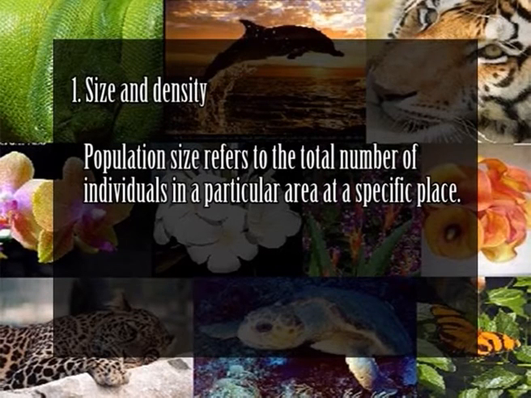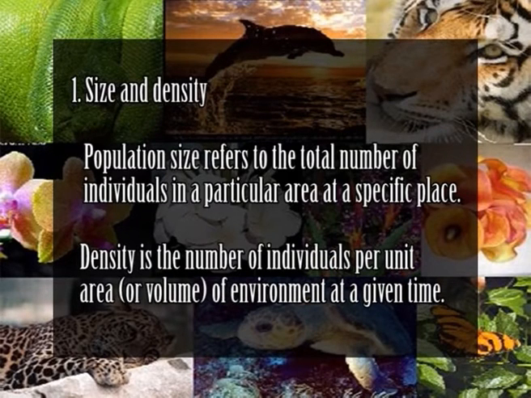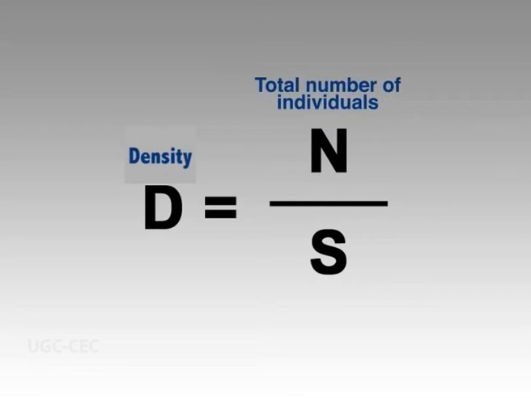Population size simply refers to the total number of individuals in a particular area at a specific place, whereas the density is the number of individuals per unit area or volume of environment at a given time. Density of a population can be calculated by using the following formula: D is equal to N divided by S, where D is the density, N is the total number of individuals and S the unit area or volume occupied by the population.